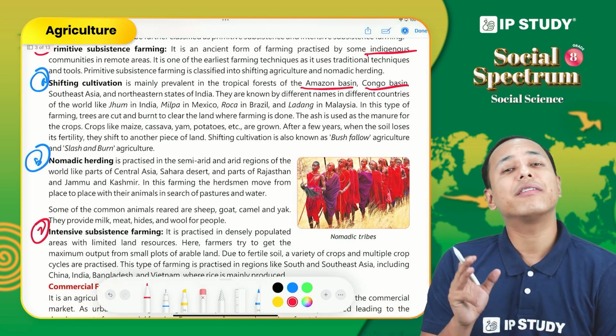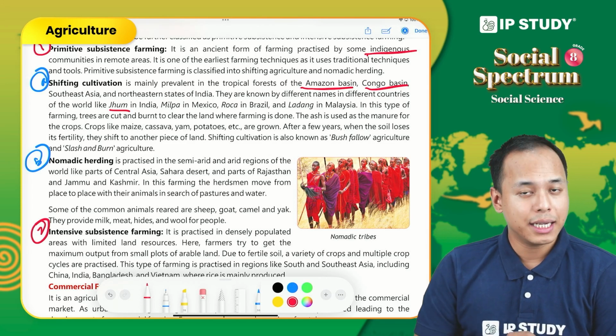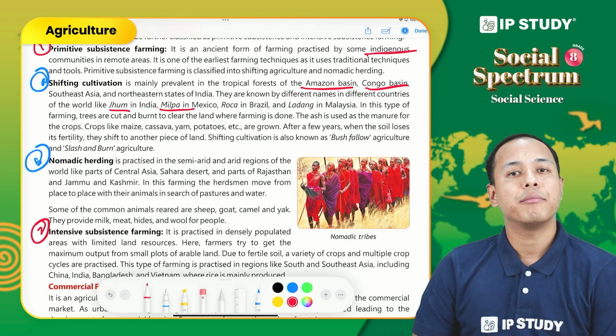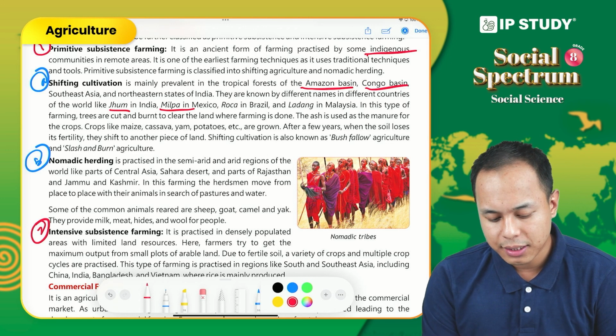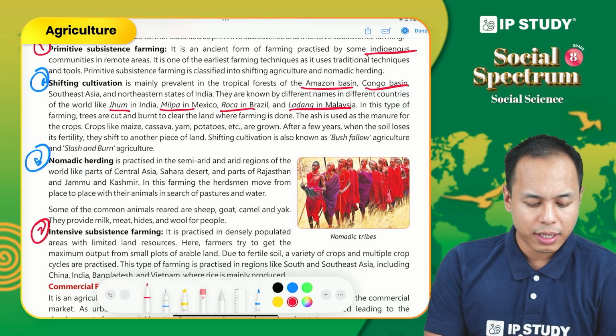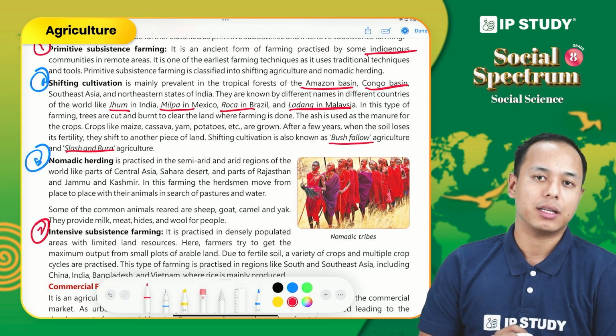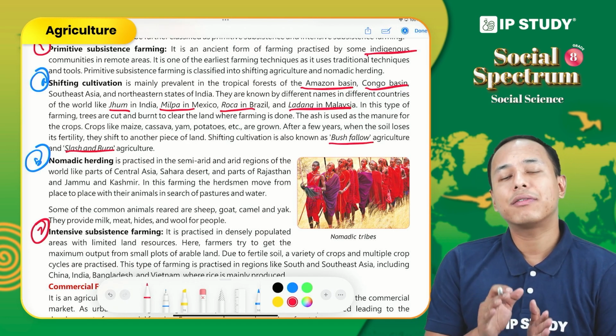It is known by different names in different regions, like Jhum in India, Milpa in Mexico, Roca in Brazil, and Ladang in Malaysia. Okay, it is also known as slash and burn agriculture or bush fallow agriculture. Okay, so this is shifting farming.